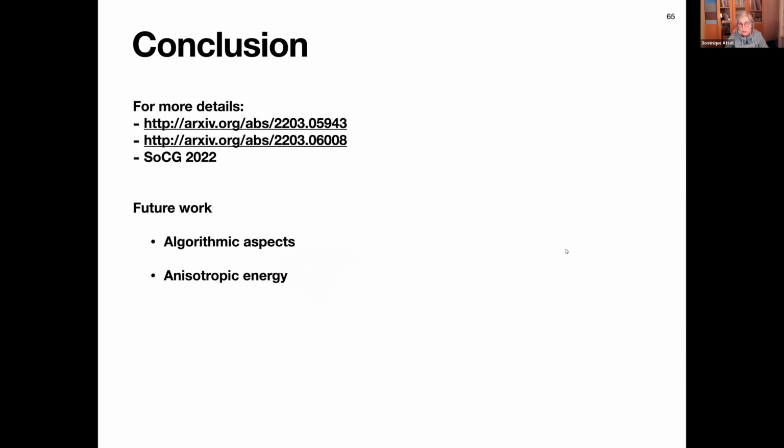In conclusion, we have two research reports that are available for more details, and we will also present the variational approach to SoCG. In the future, we would like to focus more on the algorithmic aspects of this problem, and also play a bit with the energy, to see if, for instance, we could consider an anisotropic energy. So thank you for your attention.